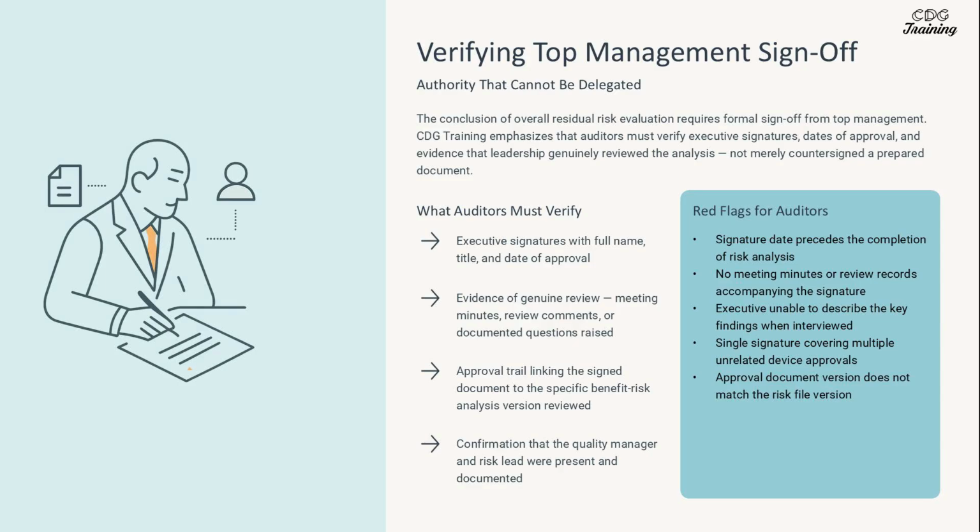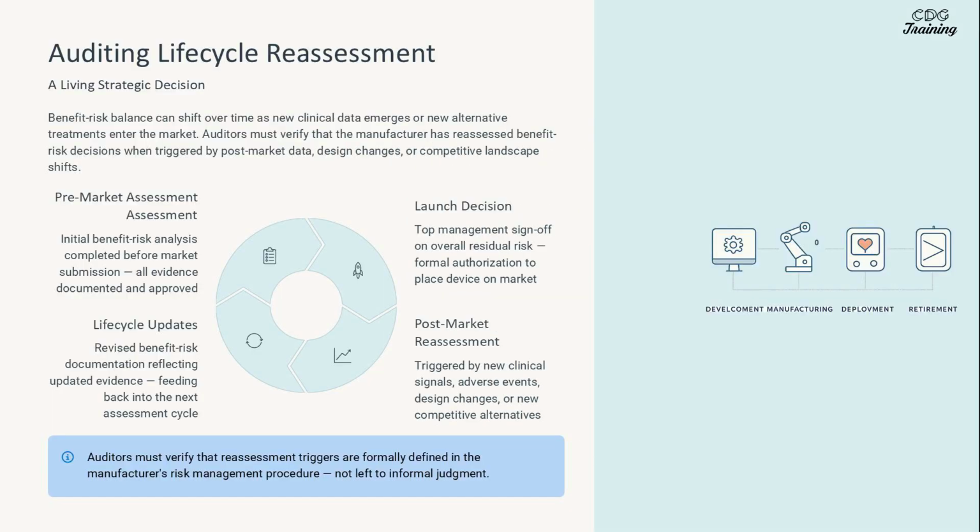Auditors must verify executive signatures, dates of approval, and evidence linking the sign-off to specific benefit-risk analysis. Benefit-risk balance can shift over time as new data emerges. Auditors must verify that reassessment triggers are clearly defined in the manufacturer's risk management procedure.